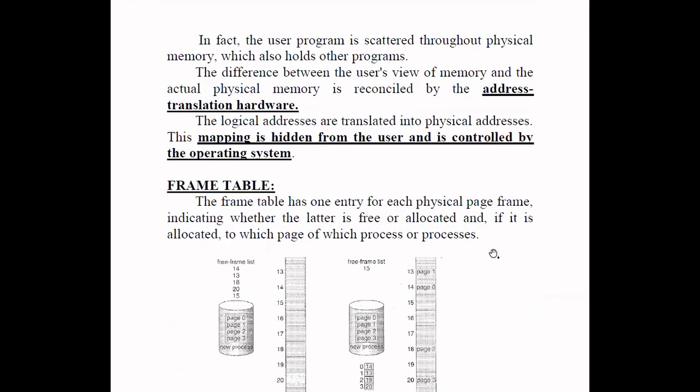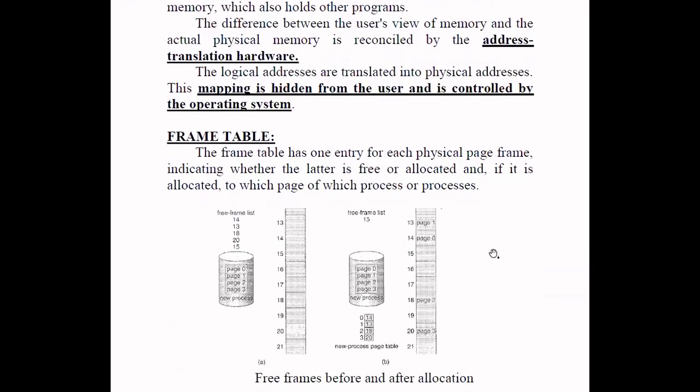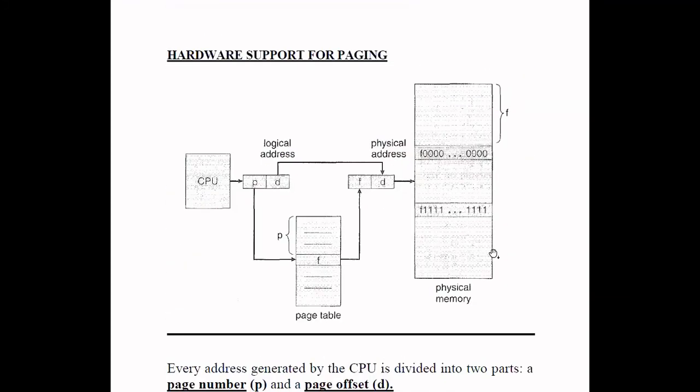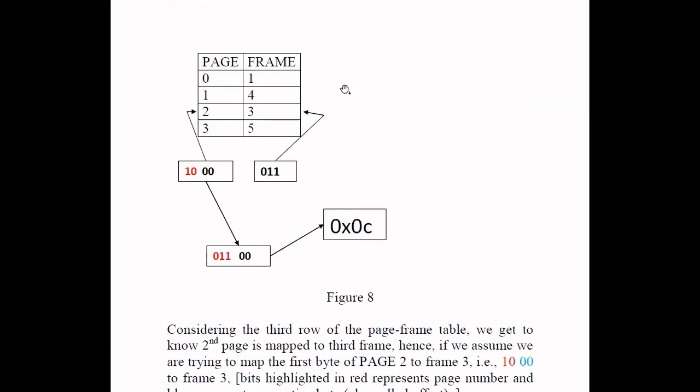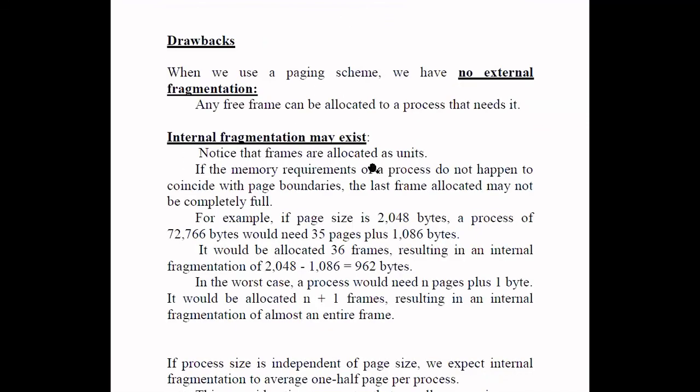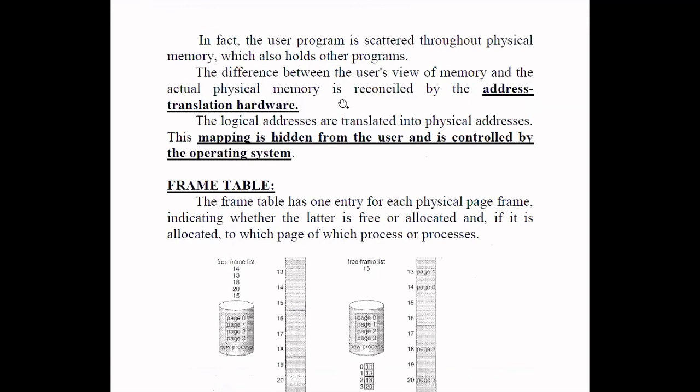In order to carry out this paging concept, the operating system makes use of address translation hardware. The calculation we saw just now, the conversion of the logical address to the physical address, is automatically done by the address translation hardware. So the operating system takes care of it automatically. This mapping of the logical address to the physical address is done automatically and is totally hidden from the user.